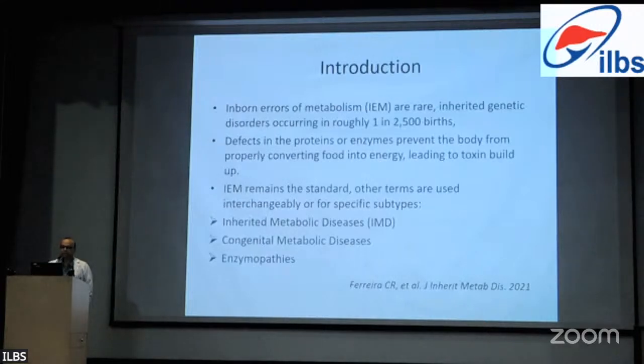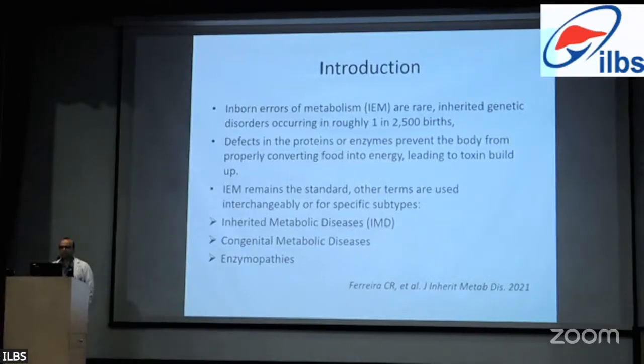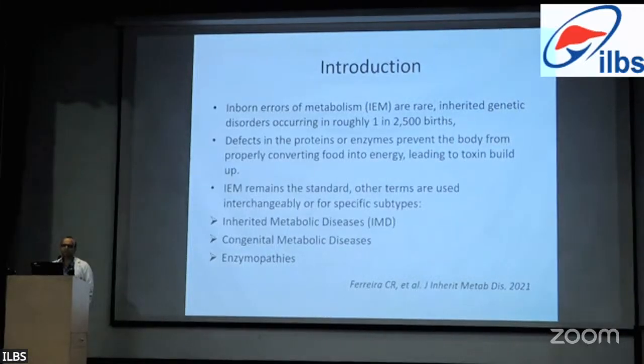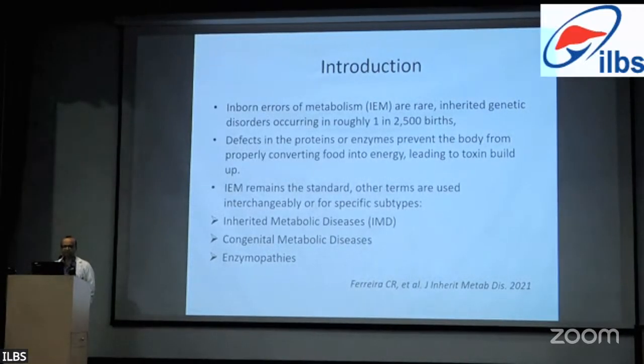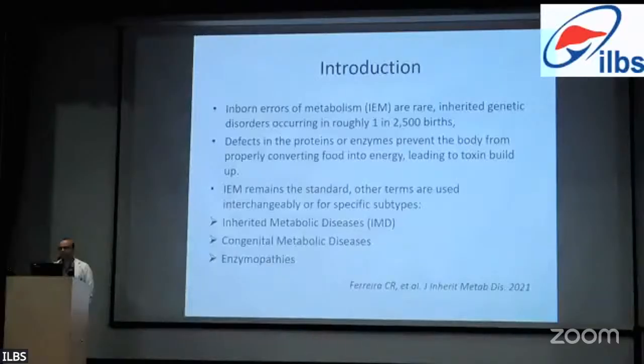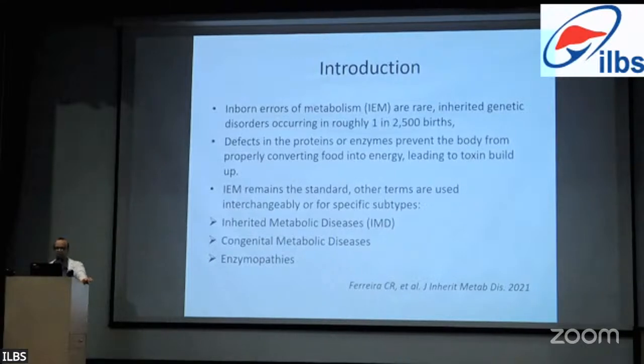So inborn errors of metabolism are rare, inherited genetic disorders occurring in roughly 1 in 2,500 births. Defects in the proteins or enzymes prevent the body from properly converting food into energy, leading to accumulation of toxins. Inborn errors of metabolism remains the standard term, but other terms which are used interchangeably for this specific subtype are inherited metabolic diseases, congenital metabolic diseases, and enzymopathies, where a single enzyme is defective and leads to the pathological consequences.